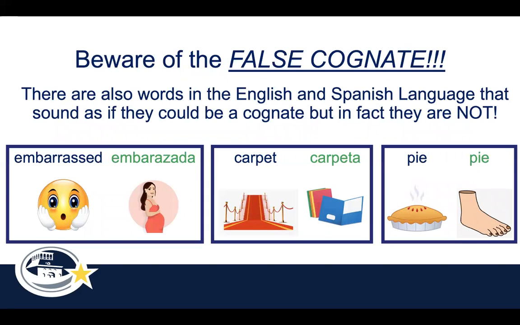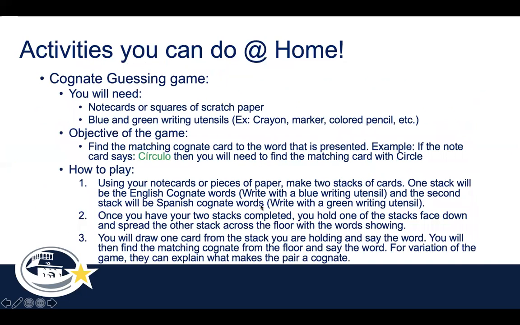Beware of the false cognate. There are also words in English and Spanish that sound as if they could be a cognate, but in fact they are not. Here are some examples: embarrassed, embarazada, carpet, carpeta, pie, pie. As you can see, they all have a similar sound, however, they have a very different meaning.